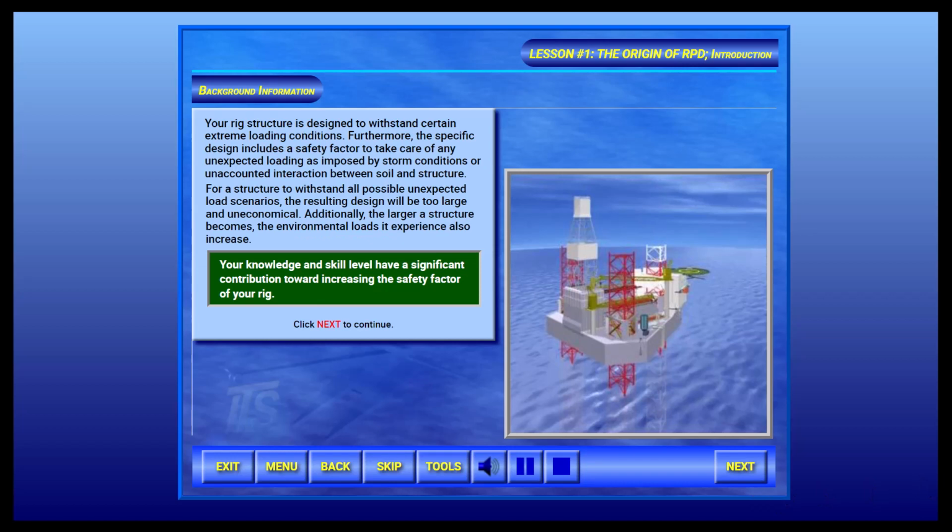Your rig structure is designed to withstand certain extreme loading conditions. Furthermore, the specific design includes a safety factor to take care of any unexpected loading as imposed by storm conditions or unaccounted interaction between soil and structure. For a structure to withstand all possible unexpected load scenarios, the resulting design would be too large and uneconomical. Additionally, the larger a structure becomes, the more the environmental loads it experiences also increase. Your knowledge and skill level have a significant contribution toward increasing the safety factor of your rig.